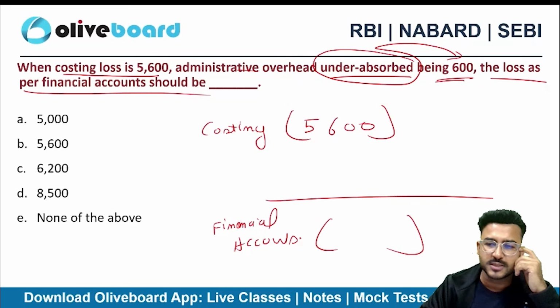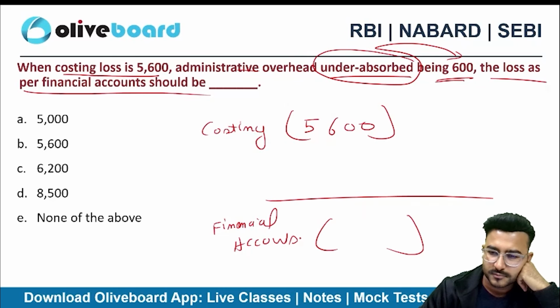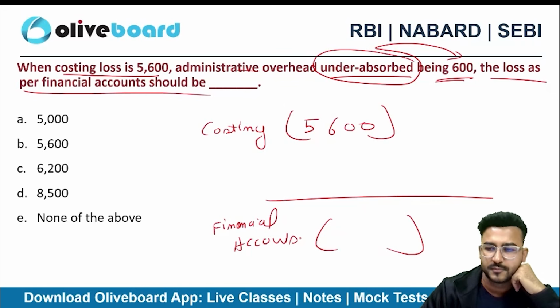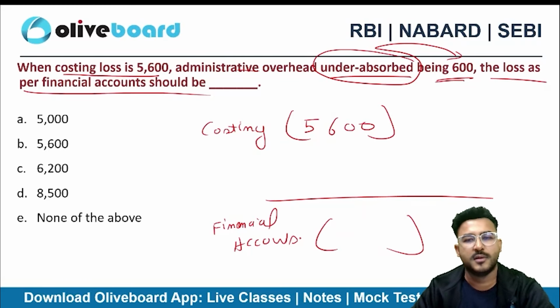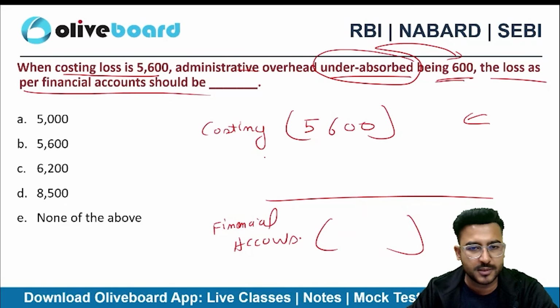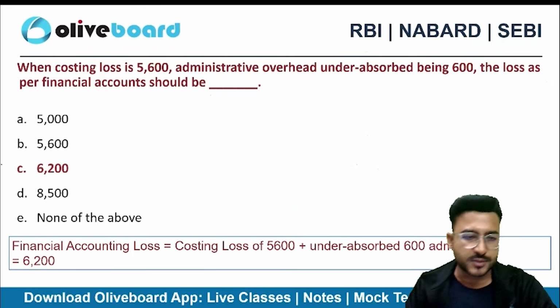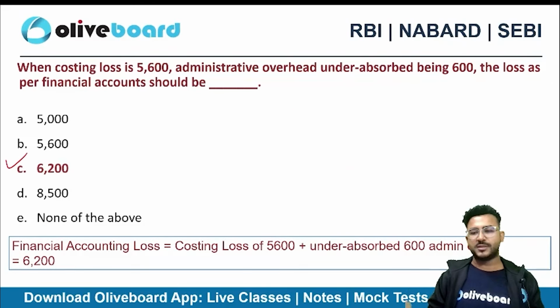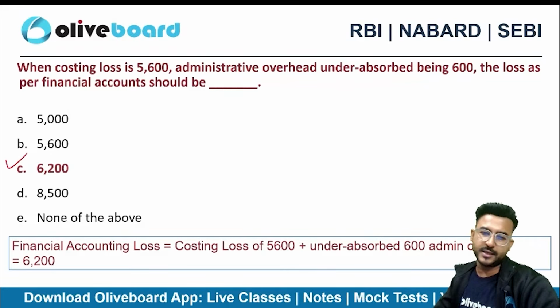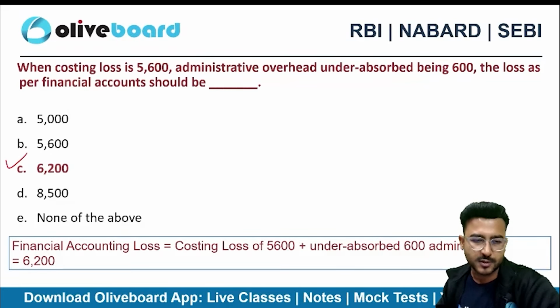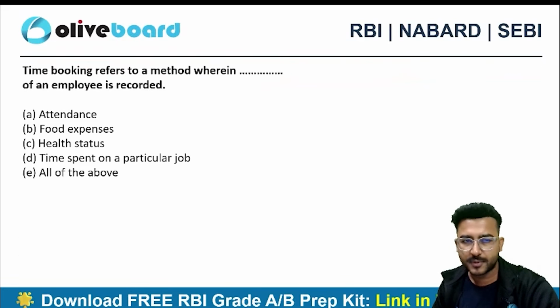What will be my loss in this particular case? So this much I have absorbed. What is my under absorption? I need to absorb 600 also. So my loss will widen to 6,200, right? My loss will increase to 6,200. Option C is the correct choice. This will be my financial accounting ka loss.